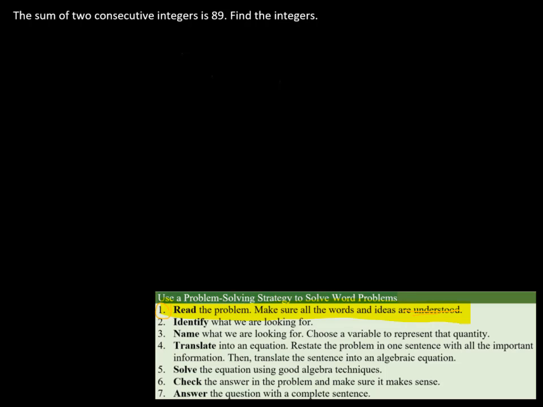Okay. To read the problem: the sum of two consecutive integers is 89. Find the integers. Now the question is, do we understand what integers are? What does the sum mean? What does consecutive mean, right? So let's say, do we understand what integers are?